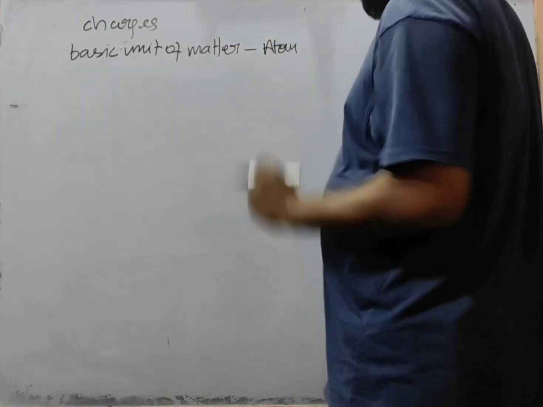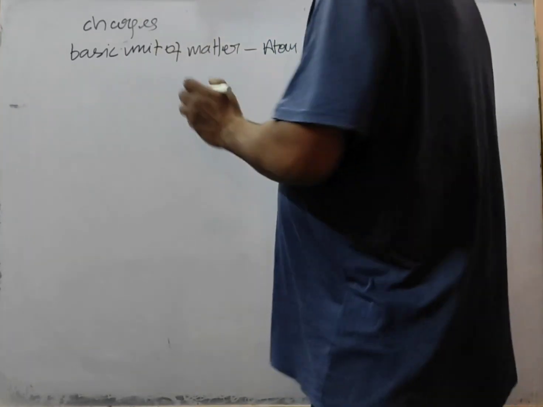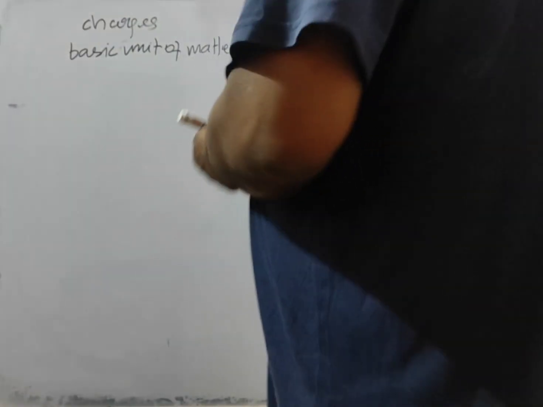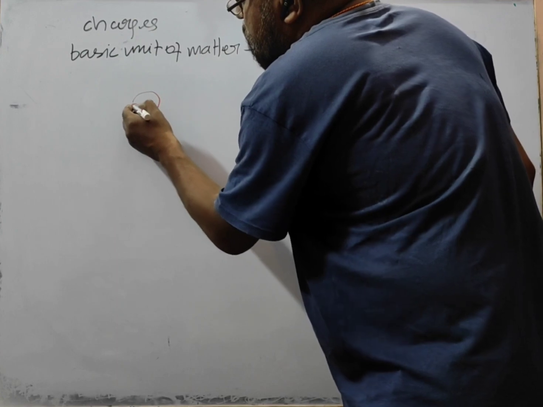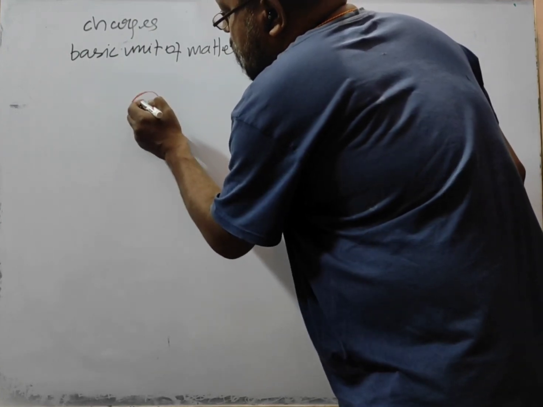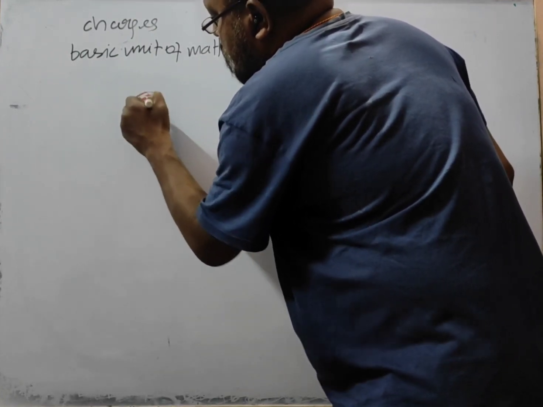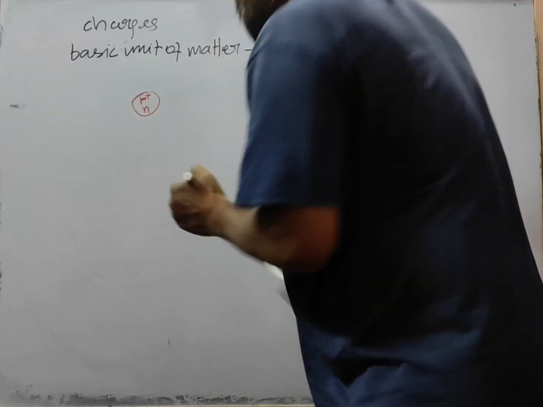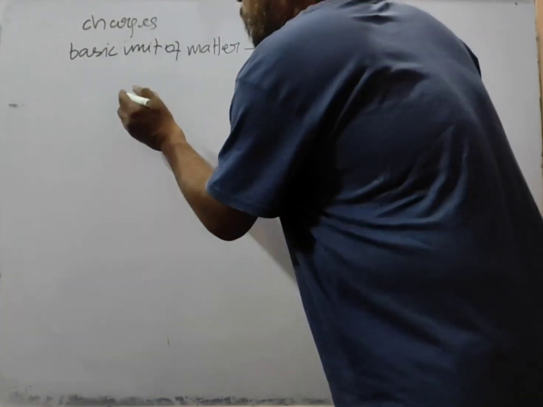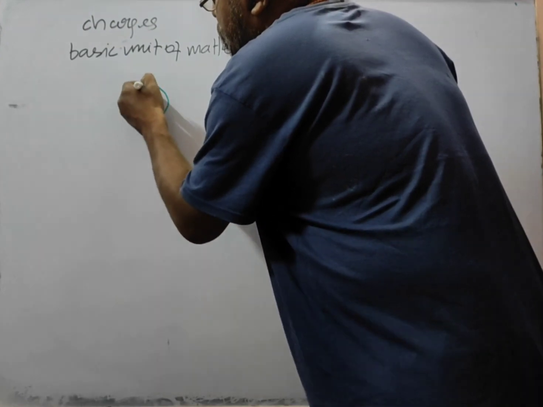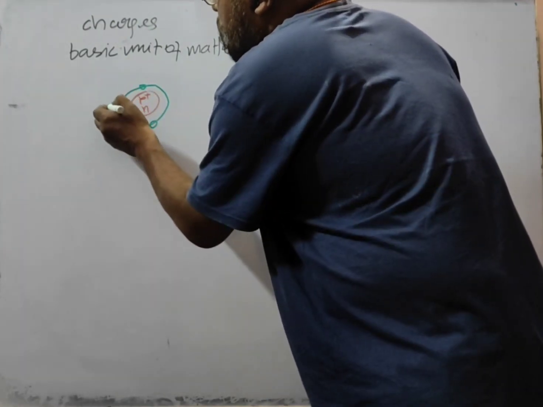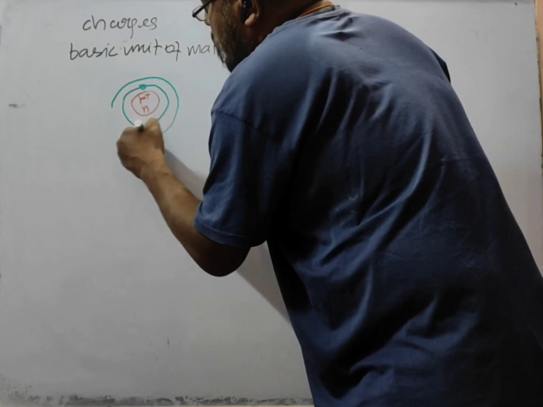So this is an atom. And an atom is made up of what? An atom has a nucleus. Inside the nucleus there are protons, positively charged, and neutrons, which are electrically neutral. Outside the nucleus there are electrons revolving in different energy shells. In the first shell 2 electrons, in the second shell 8 electrons.